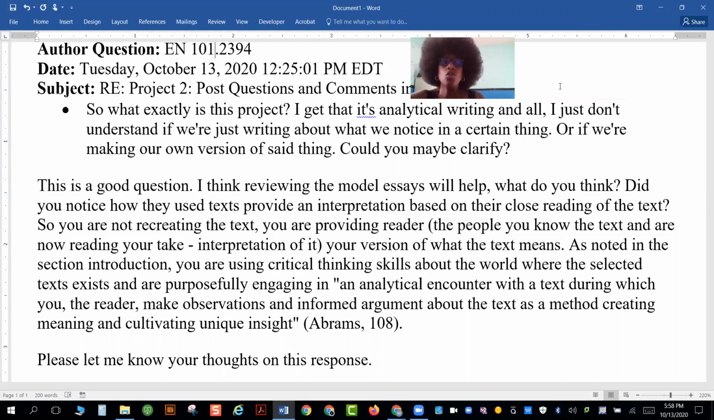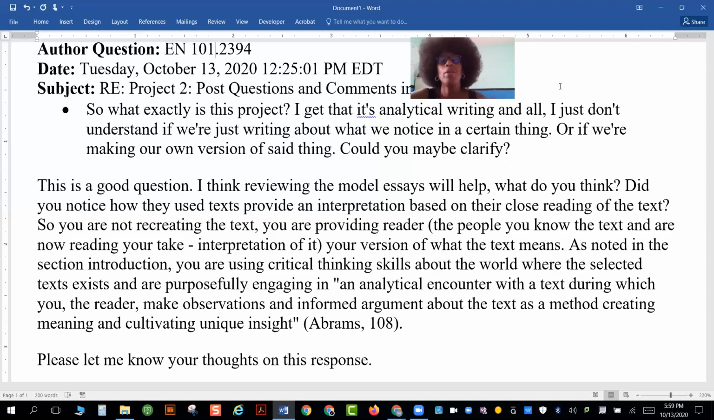So first of all, you want to make sure you look at the model essays, and that will give you a clue like, well, what is it that these other writers have done when faced with the same writing assignment? So what do you think they're doing? Are they reproducing the same version of the text, or are they interpreting it? So what do you know and notice about what's happening with what those writers are doing in the models? So make sure you use the models is my point here.